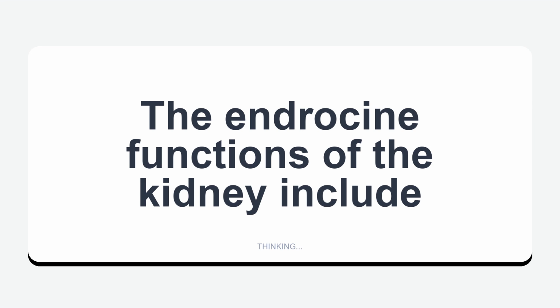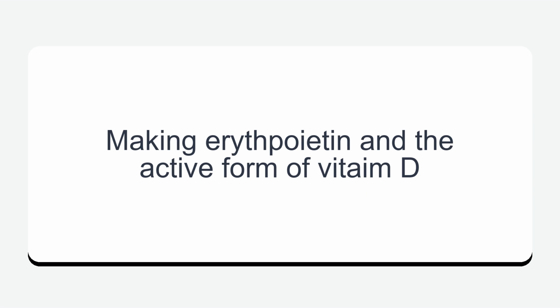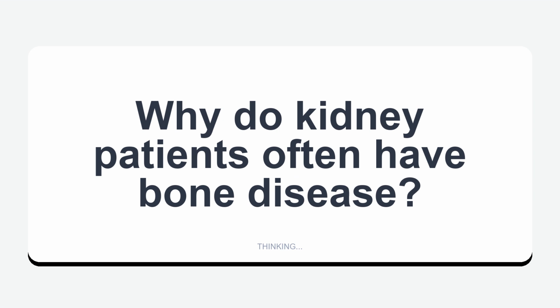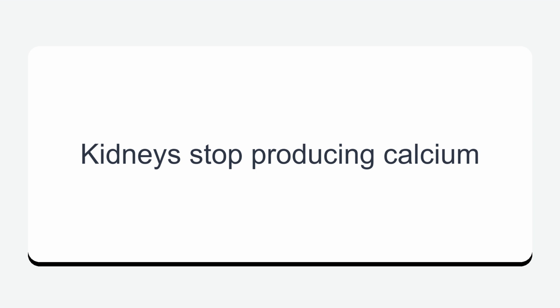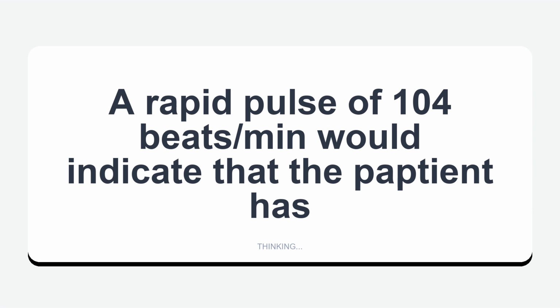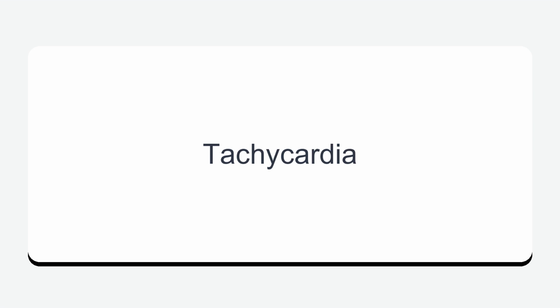The endocrine functions of the kidney include making erythropoietin and the active form of vitamin D. Why do kidney patients often have bone disease? Kidneys stop producing calcium. A rapid pulse of 104 beats/min would indicate that the patient has tachycardia.